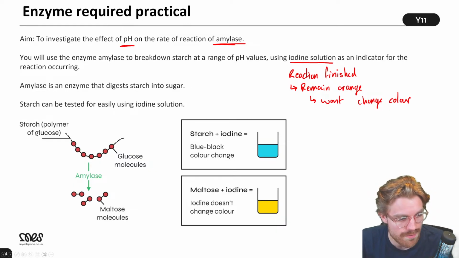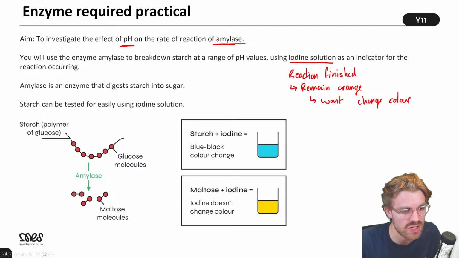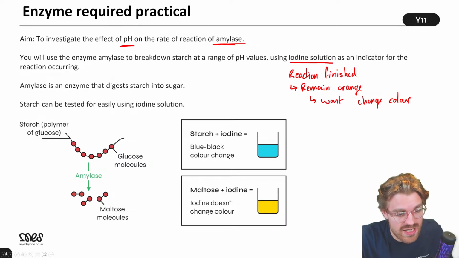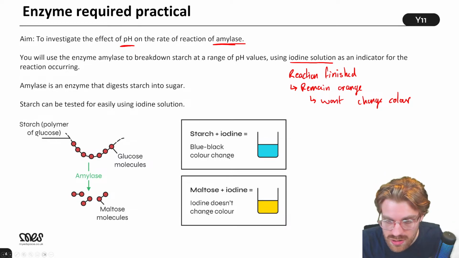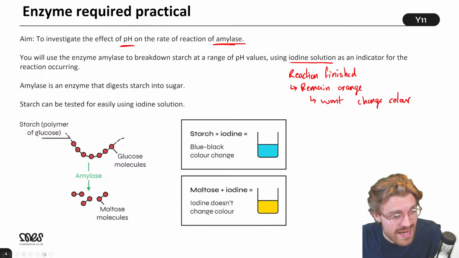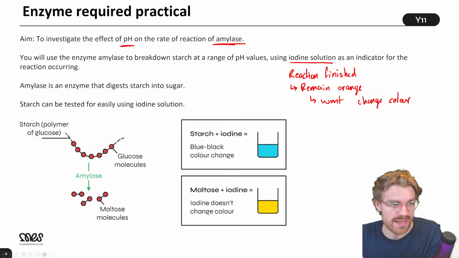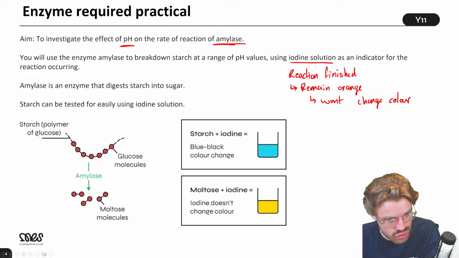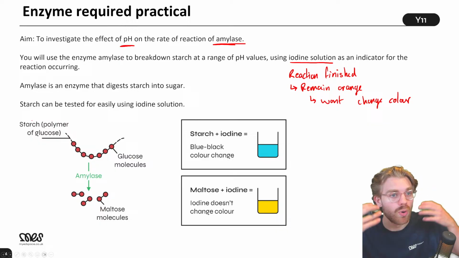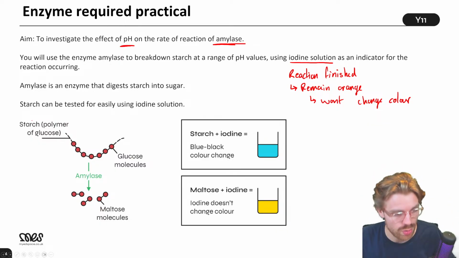Excellent there, team. It's going to remain brown as well. Yeah, all that starch has been broken down. Excellent, Mathilde. And that means that there's no starch left to change the color of the iodine. So we can use the time it takes for that, can't we? The longer it takes for that iodine to not change color, the longer the reaction is taking, and so the slower the rate of the reaction. Remember, more time means smaller rate of reaction, means lower rate of reaction.